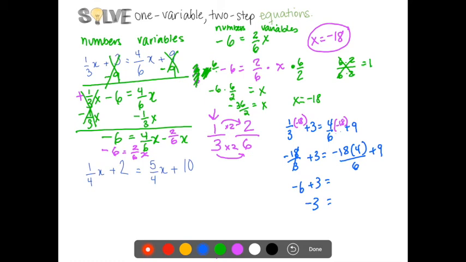But a simplification on this side is a little bit more challenging, but I know that negative 18 divided by 6 is going to give me a negative 3, and then negative 3 times 4 is going to give me a negative 12 plus 9, and when I simplify that, I'm going to get a negative 3. So if both sides are actually equal, then that means that yes, this answer is the correct answer for your equation because it makes it true.